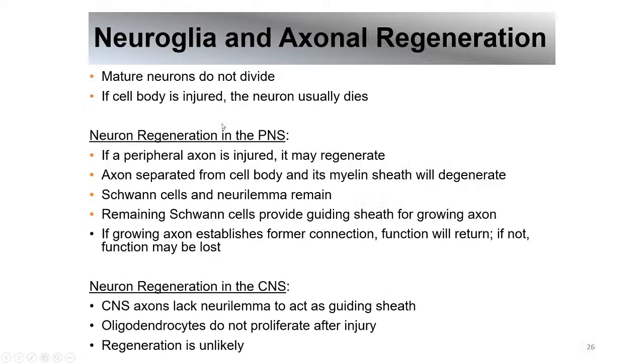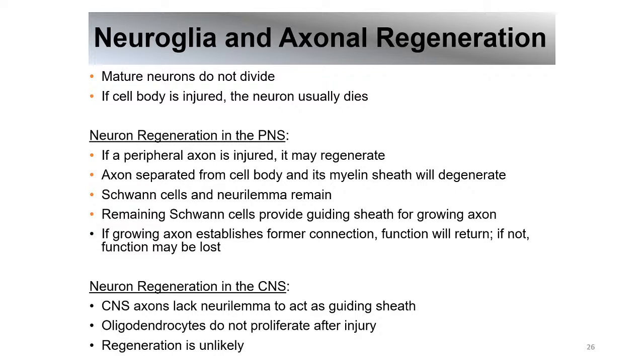All right, so mature neurons do not divide. If one is injured, the neuron will usually die. In the peripheral nervous system, if a peripheral axon is injured, it can regenerate. The axon is separated from the cell body. Its myelin sheath will degenerate. Schwann cells, however, and the neurolemma will remain.